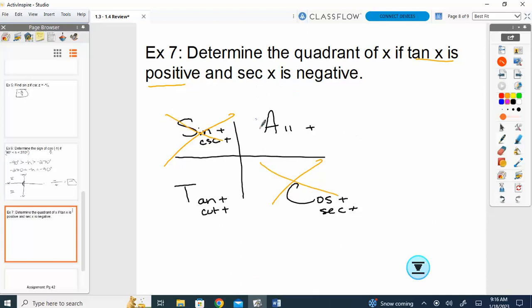In which of these two quadrants is secant going to be a negative? 2. So my answer is quadrant.